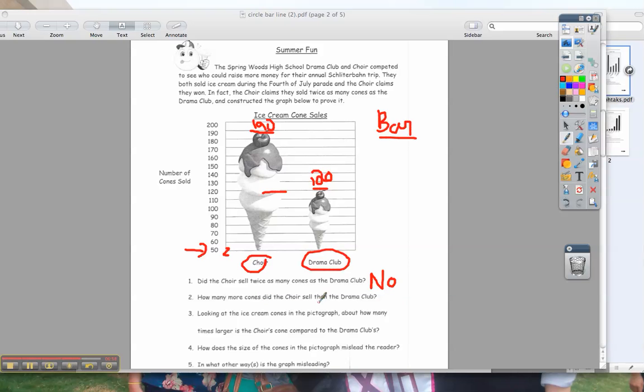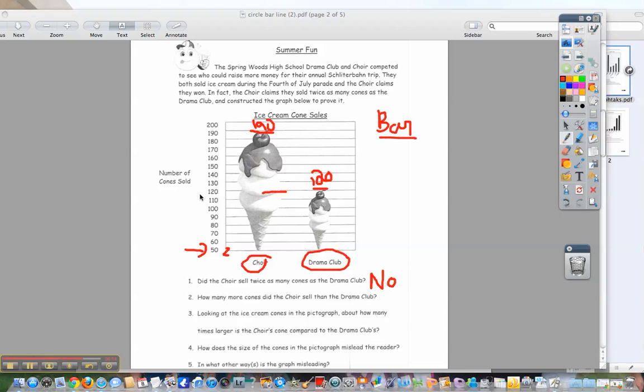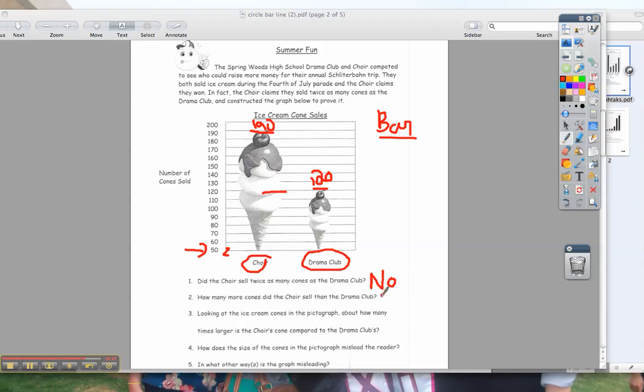How many more did they sell? We would just subtract to get that. So 190 minus 120 would leave us with 70 for how many more cones they sold. Looking at the ice cream cones, about how many times larger does it look? It looks like it could have been double. How does this mislead the reader? It makes them think that instead. And in what other ways is it misleading? That's what we talked about earlier.